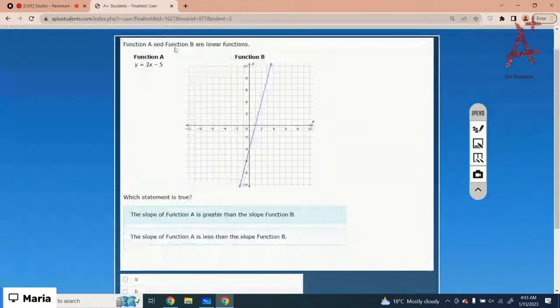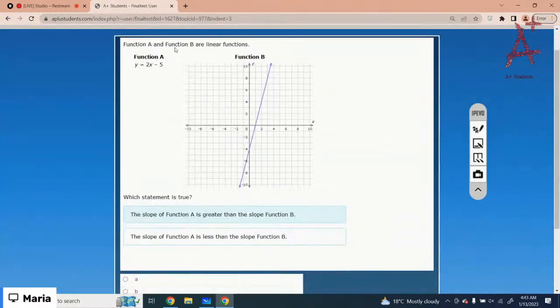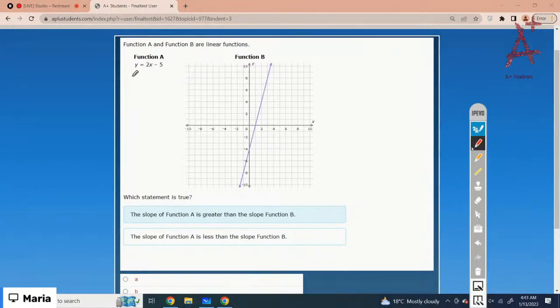Okay, function A and function B are linear functions. You're given two of the functions, and you need to see which function has the greater slope. Let's just find the slope of both functions. The slope of this function, y equals mx plus b, is 2. Let's find the slope of this one.